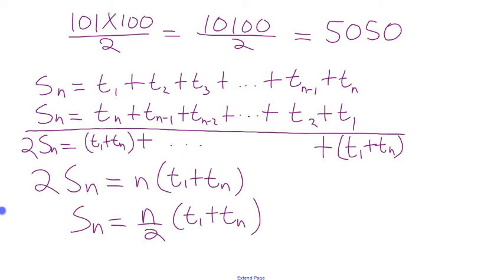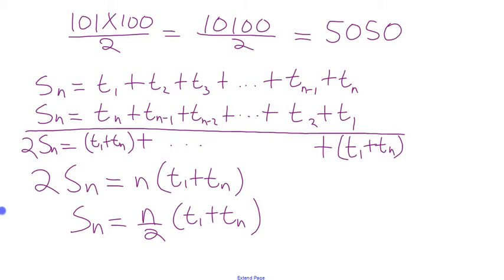So the formula for S sub n is n over 2 times T1 plus Tn. Okay, questions? You don't have to derive it, you just have to be able to use it.